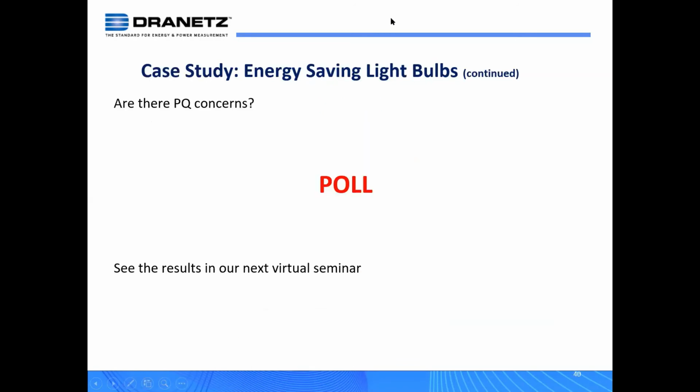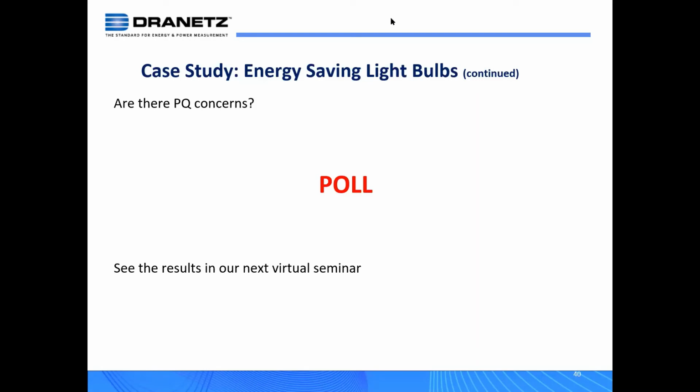So let's do our last poll here. Are there any power quality concerns with this? We'll give it a couple seconds. It's a simple yes or no question. Then the second question that you'll see when you answer the first: what are the concerns? Are the concerns harmonics, neutral currents, overheating, or all of the above or none of the above? We'll give it a couple more seconds this time because we have a two-part question. We'll cut it off at 45 seconds. We're at 40 seconds here. If you haven't answered, please do so.